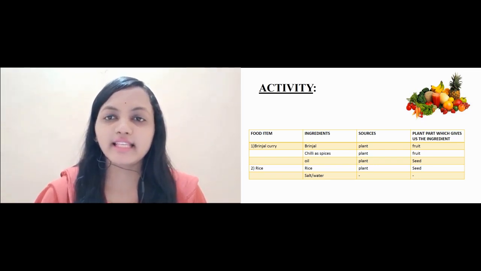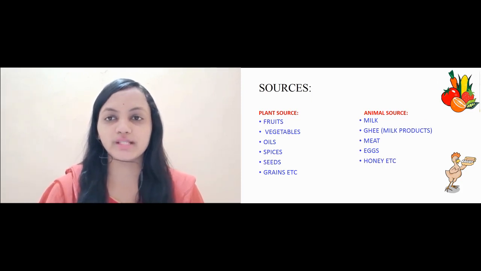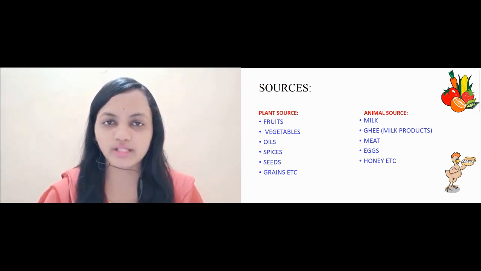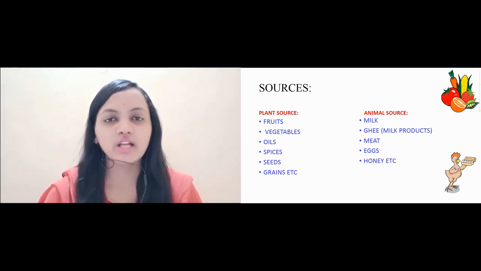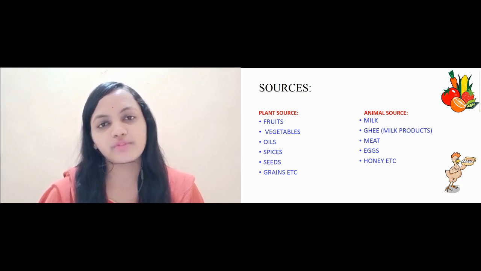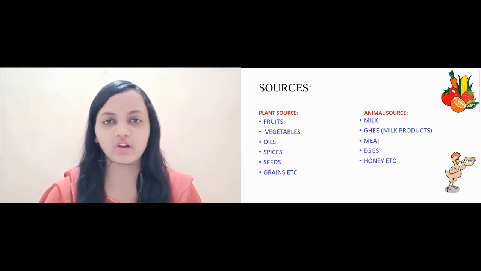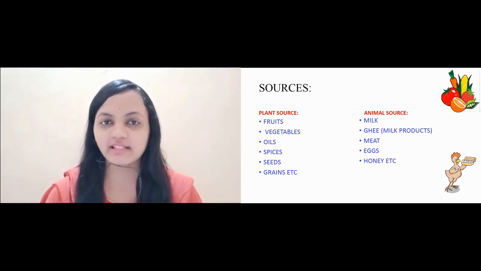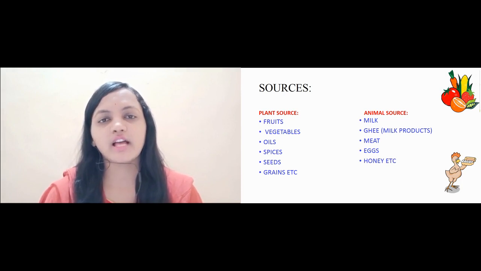Our next part is about different sources. What kinds of sources of food do we have? We have plant sources and animal sources. The foodstuffs which are obtained from the plants are called plant sources. The examples are fruits, vegetables, nuts, seeds, spices, and grains. These are all obtained from the plants.